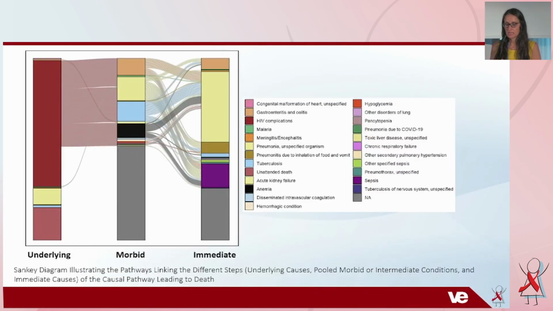And this is the Sankey diagram, showing how underlying, comorbid and immediate causes of death are interrelated. If you see here, the dark red bar is the HIV complication. Most of those are related to comorbid and immediate conditions. And these comorbid and immediate conditions are usually infectious diseases: sepsis, pneumonia, tuberculosis, and other infectious diseases.